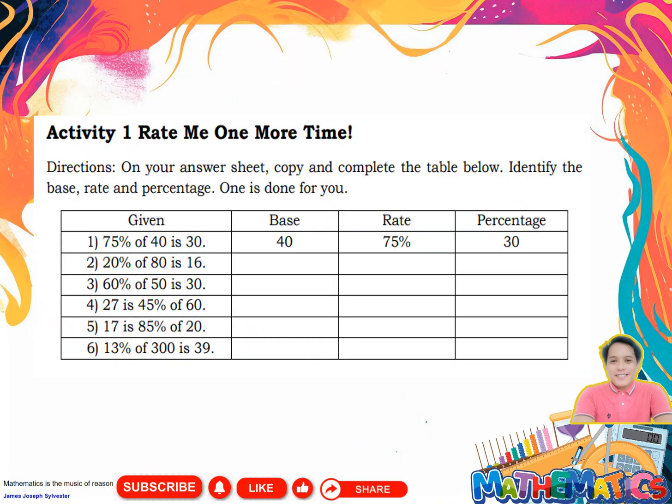For our Activity 1, rate me one more time. Directions: on your answer sheet, copy and complete the table below. Identify the base, rate, and percentage. Number 1 is done for you. Example number 1, 75% of 40 is 30. Our base is 40, our rate is 75%, and our percentage is 30. The same with 2, 3, 4, 5, and 6.